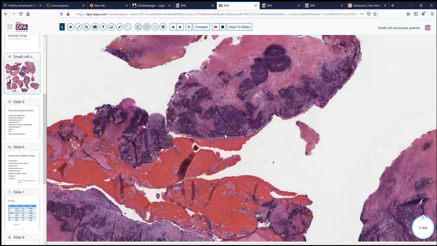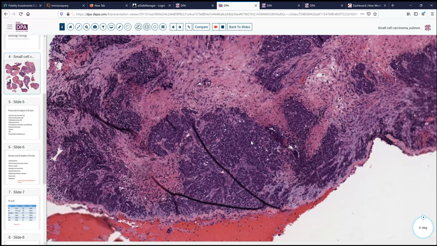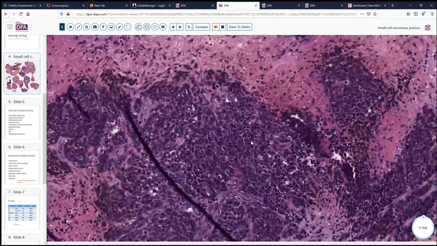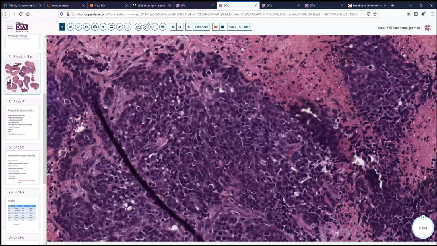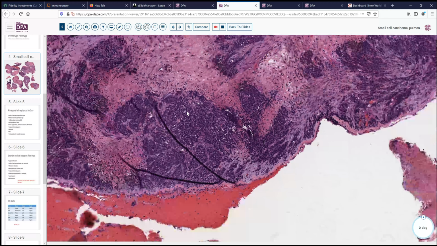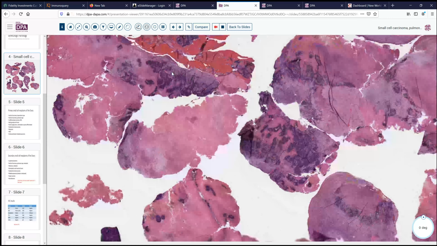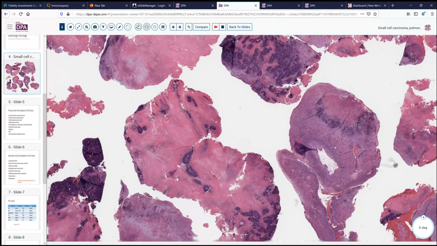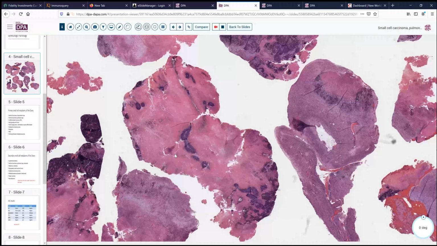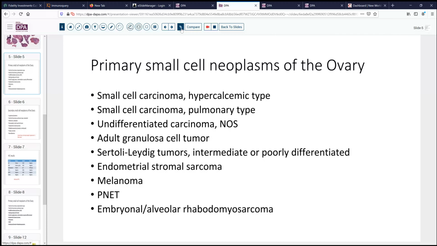We'll look here again at some other areas in here just to further expand our visual memory of this case lesion. A few cleared out spaces around the cells, but generally very high grade appearing neoplasm and a lot of necrosis. So let's talk about small cell neoplasms in the ovary and think first in this case, what does the differential diagnosis include?